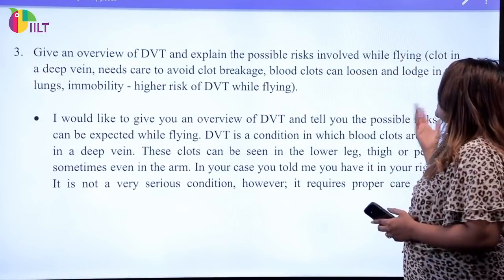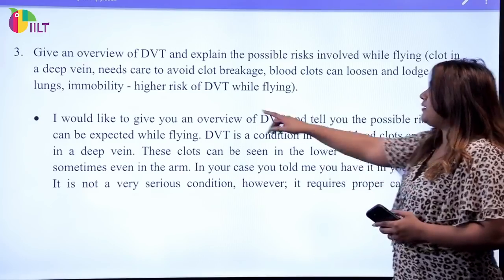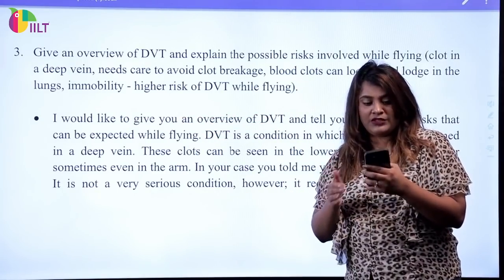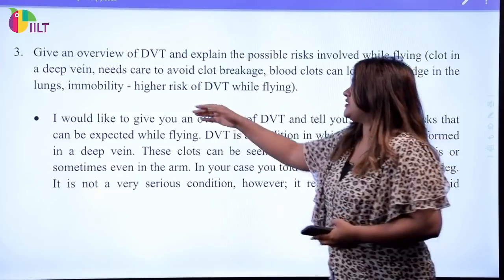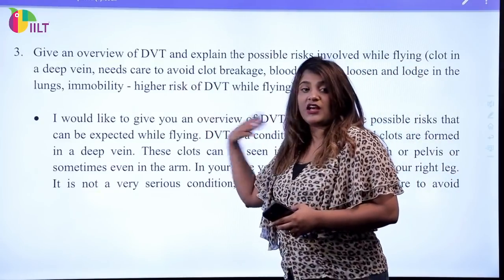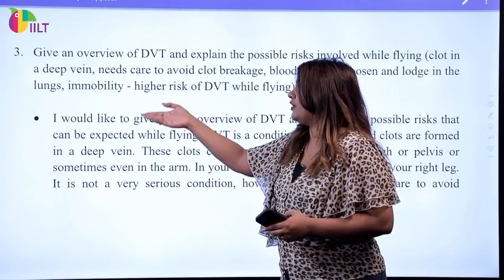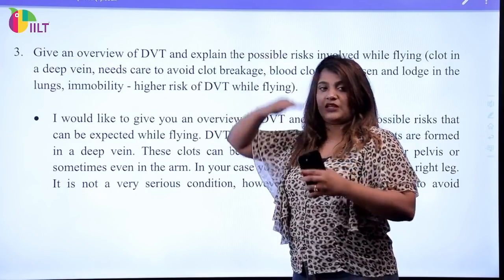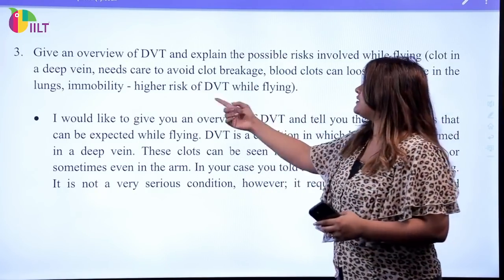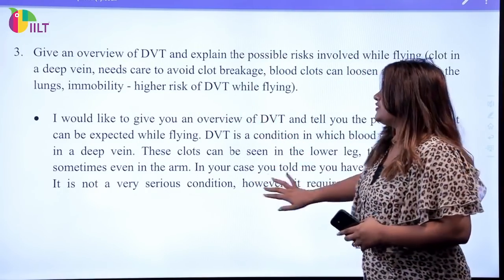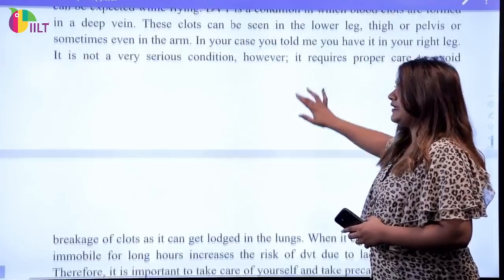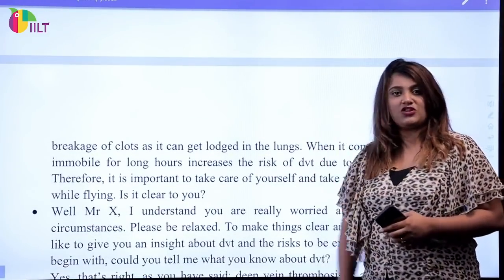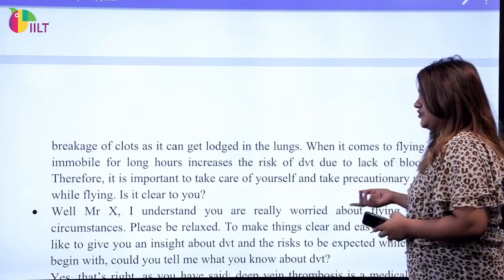So I'm saying when it comes to flying, if you're immobile, immobility means you're not moving, you'll be sitting in a position for a long time. So you're saying when it comes to flying, if you're immobile for long hours, it increases the risk. Higher means something increasing, so you can say it increases the risk of DVT. Okay, so that is how you can simply create a statement without much brainstorming. It's a very easy way to do that.